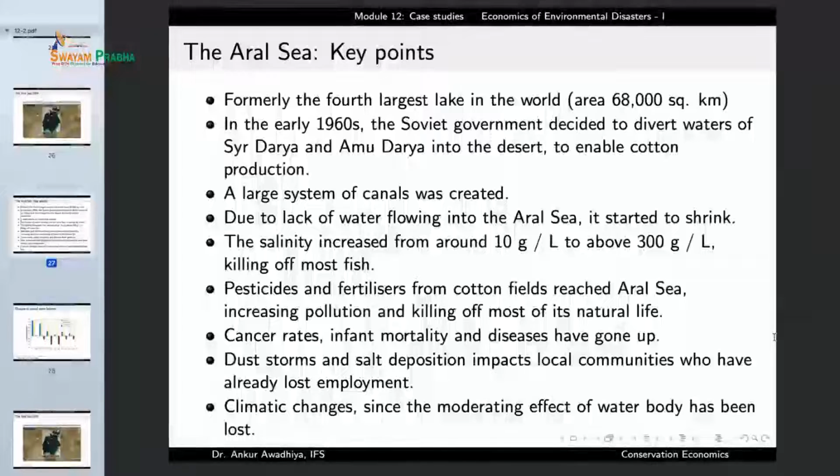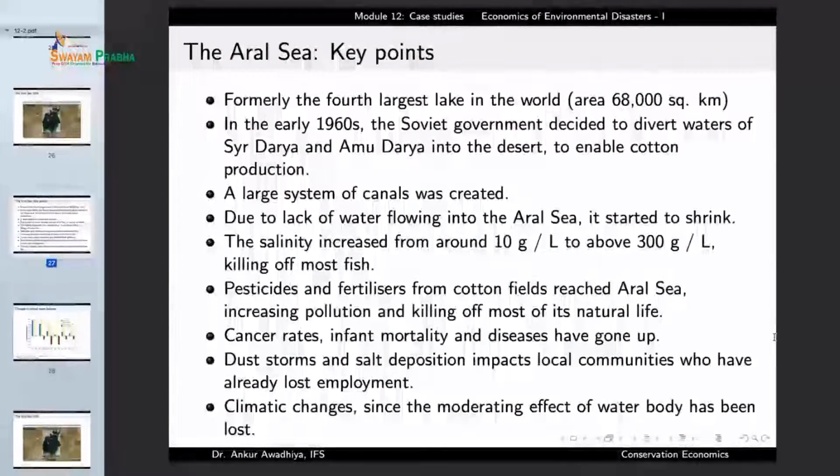Pesticides and fertilizers from the cotton fields reach the sea, increasing pollution and killing off most of its natural life. So not only was the salinity increasing, but at the same time the pesticides and the fertilizers were also reaching into the sea, and that was also causing a lot of contamination.